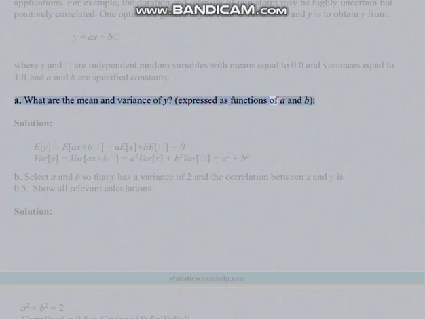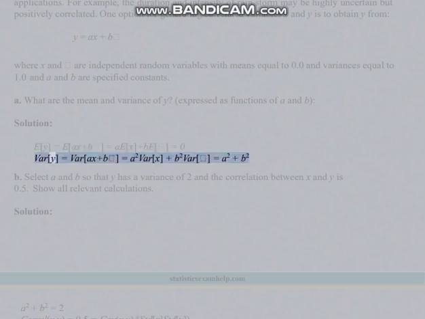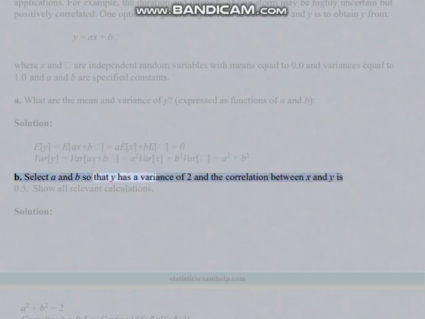Expressed as functions of a and b. Solution: E[y] equals E[ax plus bz] equals 0. Var y equals Var[ax plus bz] equals a squared Var x plus b squared Var z equals a squared plus b squared. B. Select a and b so that y has a variance of 2 and the correlation between x and y is 0.5. Show all relevant calculations.